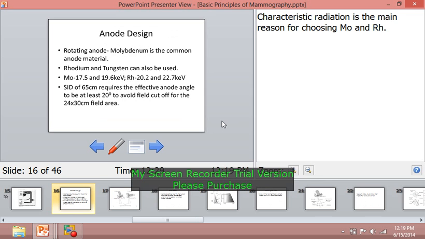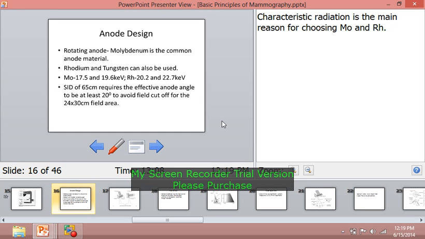So what is the design of the anode? Initially it was the stationary type, but after the development of the rotating anode in 1988, molybdenum is the commonest material for the anode, and here we can also use rhodium and tungsten. The characteristic K lines of molybdenum are 17.5 and 19.6 kilo electron volts, which we can see spiked in the graph just a little bit after.